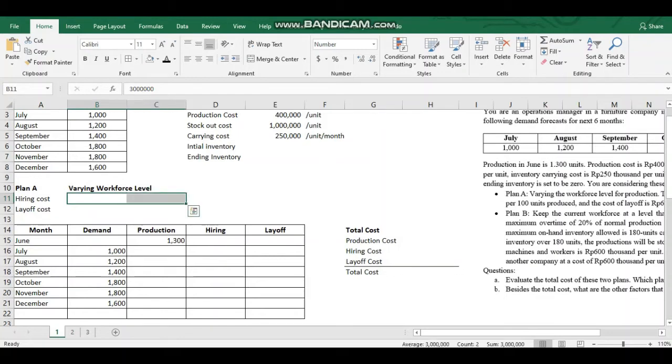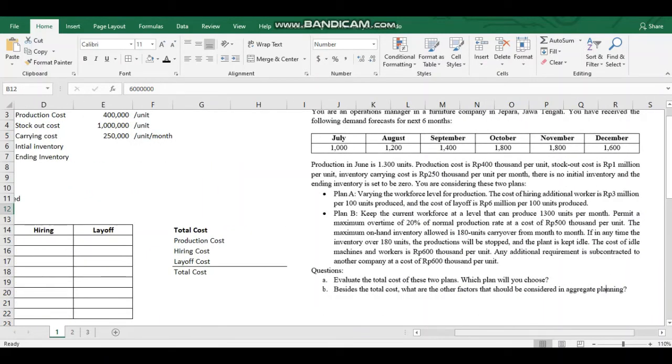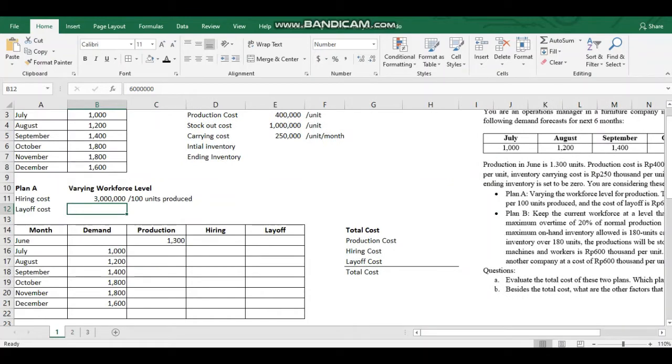We're gonna write down the info given here for plan A. Okay, the hiring cost is 3 million per 100 units produced, and it said that the cost of layoff is 6 million per 100 units produced. So in plan A, we're using the chase strategy, right? Because we are varying the workforce level.